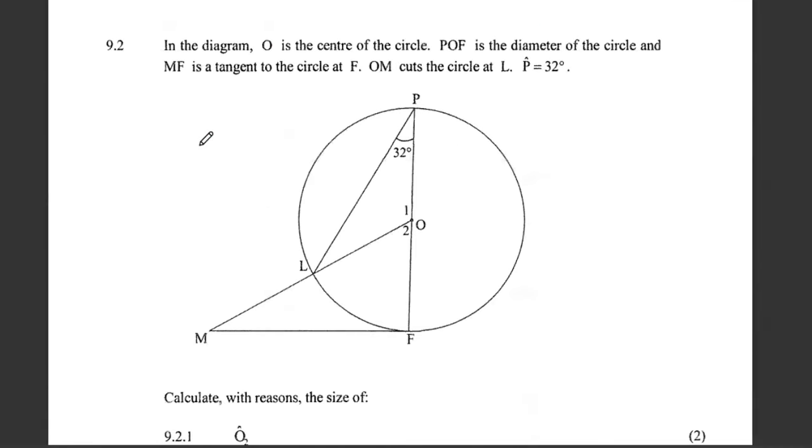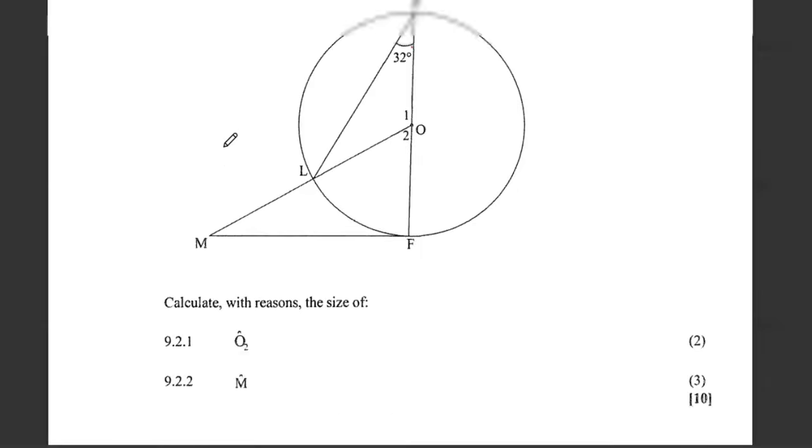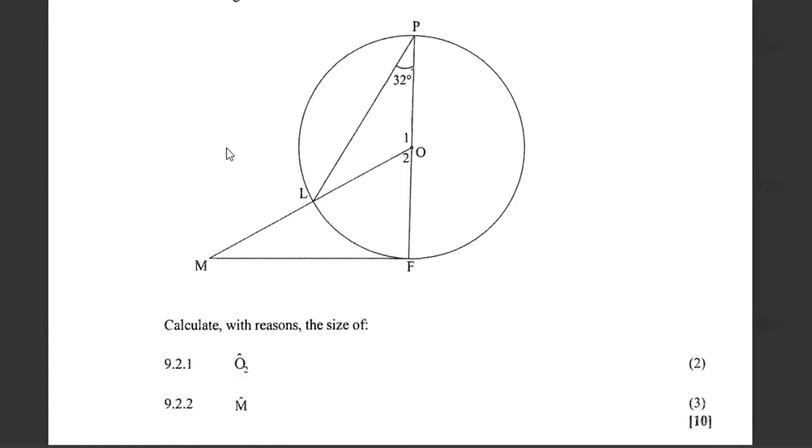And then 9.2, in the diagram below, O is the center of the circle, the half is the diameter, and MF is a tangent, and then this angle is a 32. What's the size of O2? So this is creating the angle, but this is also creating the 32. So this must be a 64. So angle at the center is twice angle at the circumference. Okay, I think that is how I would have gone about with that.